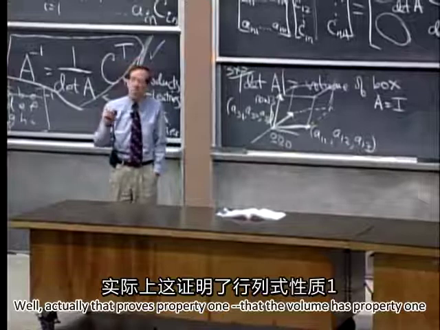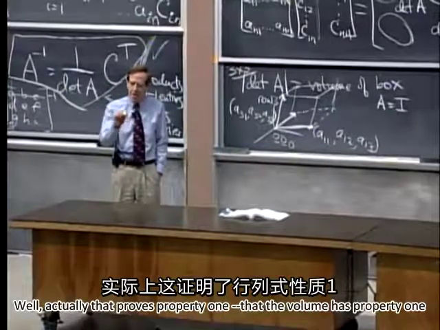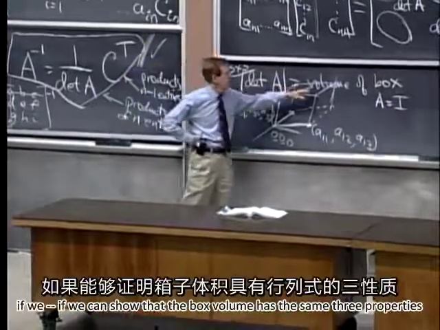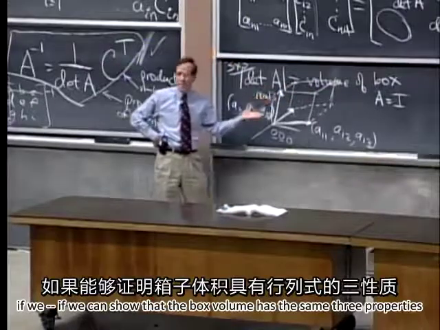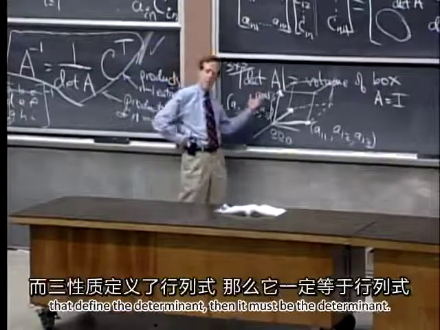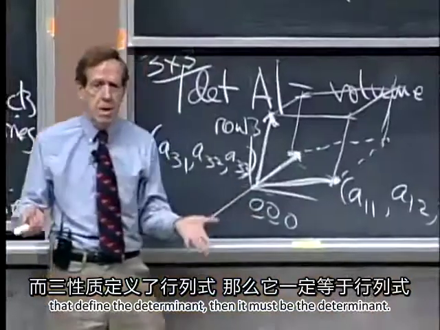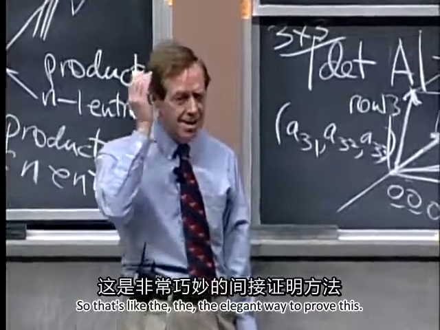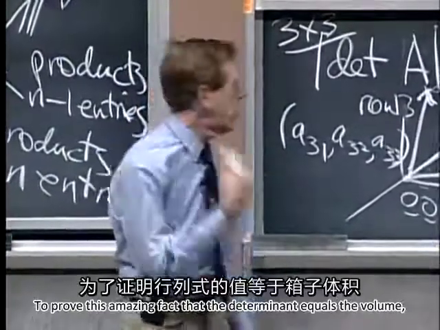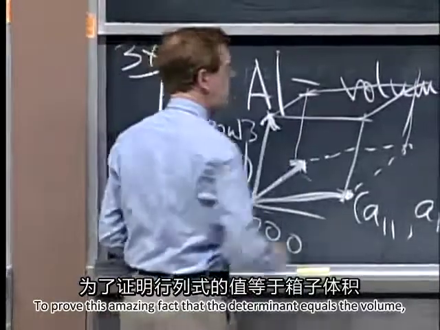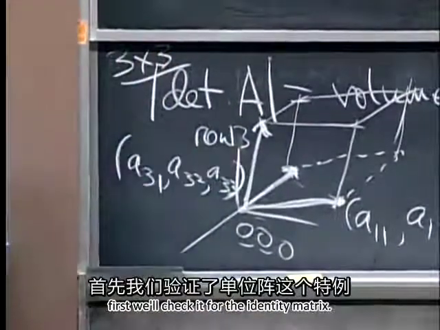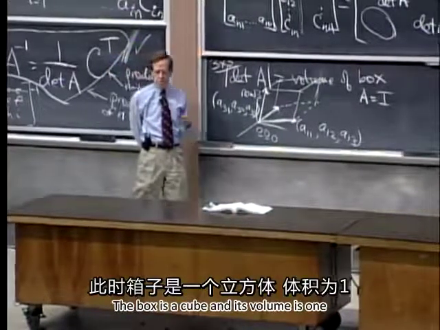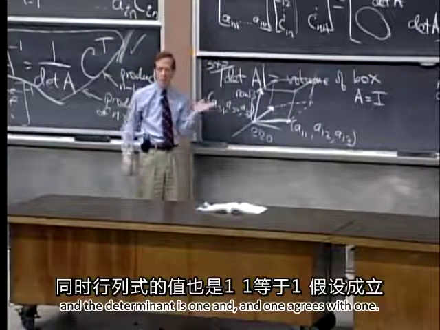Well, actually, that proves property 1, that the volume has property 1. Actually, we could get this if we can show that the box volume has the same 3 properties that define the determinant, then it must be the determinant. So that's like the elegant way to prove this. To prove this amazing fact that the determinant equals the volume, first we'll check it for the identity matrix. That's fine. The box is a cube, and its volume is 1, and the determinant is 1, and 1 agrees with 1.